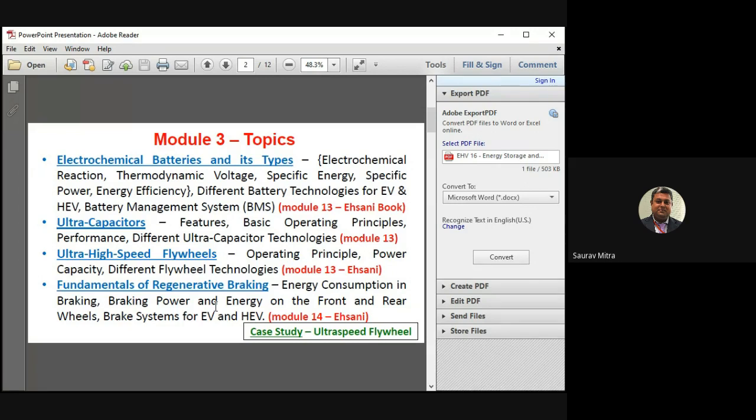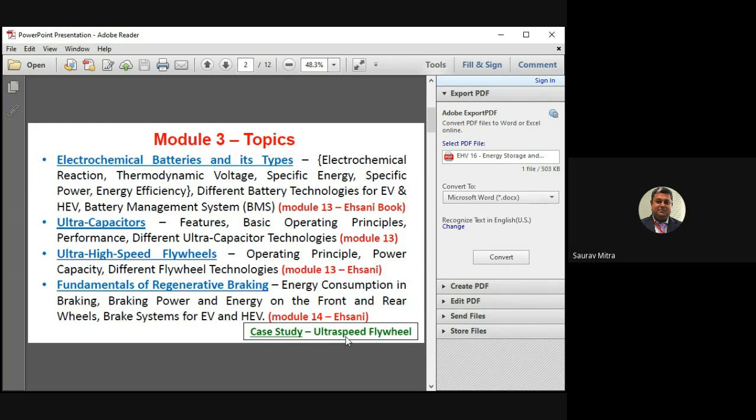But whenever we are doing fundamentals of regenerative braking, I will show you that video first, that what is disc brake, what is drum brake, how they are functioning at the wheel of ICEV, and then I will go for explaining what is in a regenerative braking system. So there is a case study. Case study is ultra speed flywheel. It is mentioned in your syllabus, but whenever I'm doing the third topic of ultra high speed flywheel, there we are going to cover this case study of ultra speed flywheel.